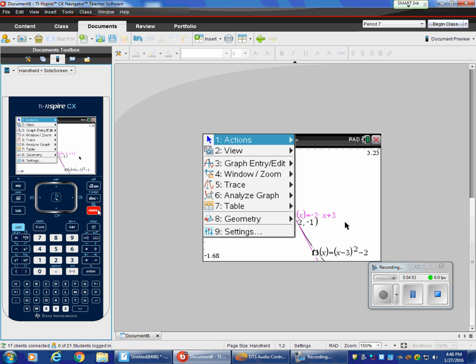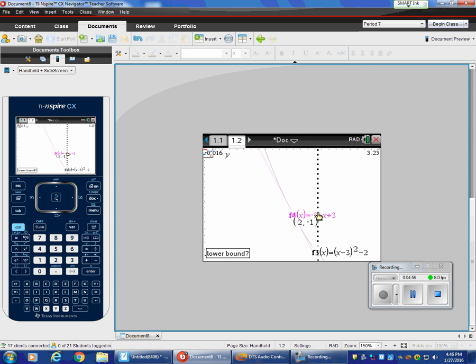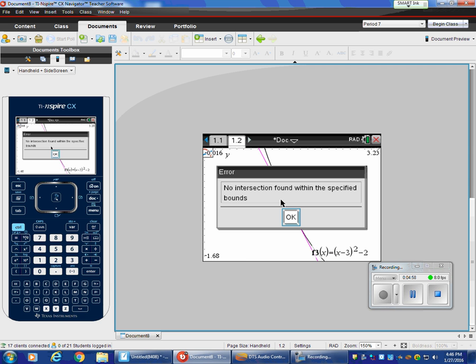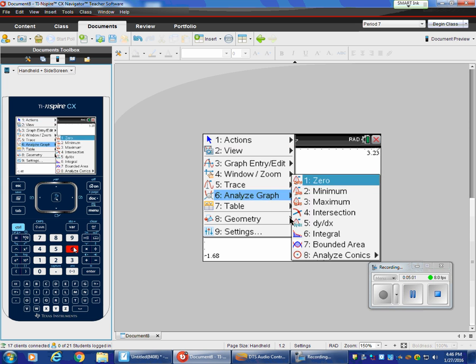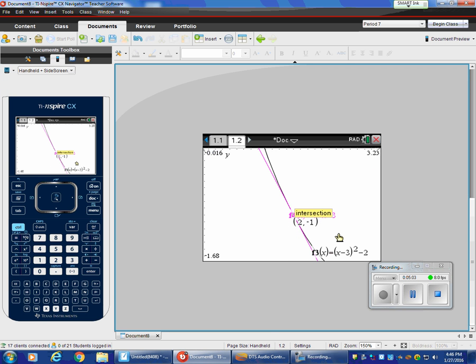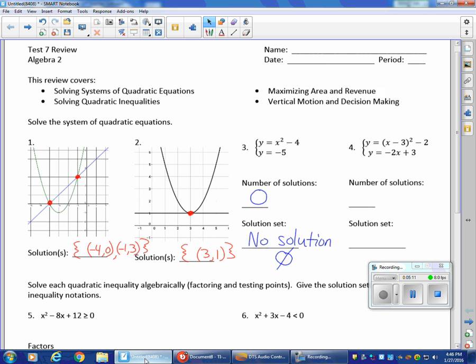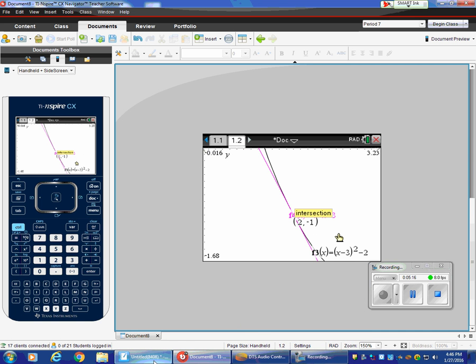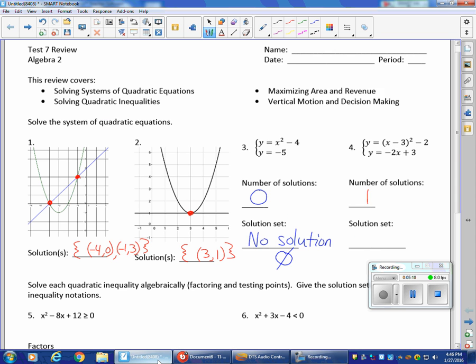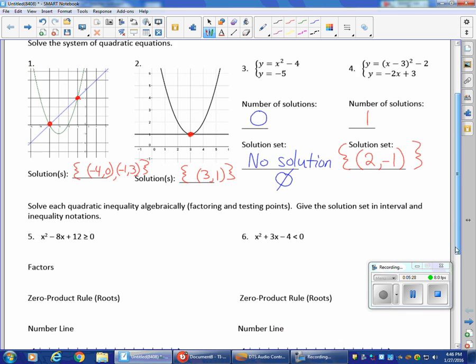If I was unsure, I could come back and do this again. So menu, 6, 4. Okay, nothing there. Menu, 6, 4 gave me the same point. So it looks like we have one intersection point. So we have one solution, and it's the intersection point, 2, negative 1. And we're listing our solution set. Just one point, so I'll put it this way.